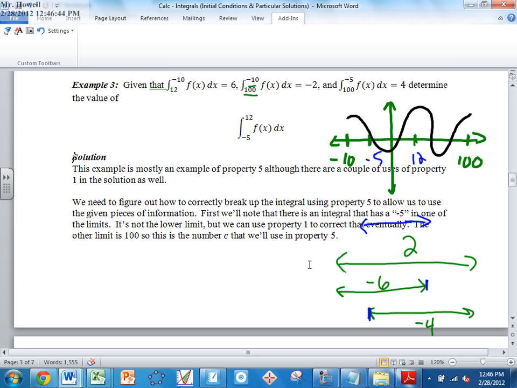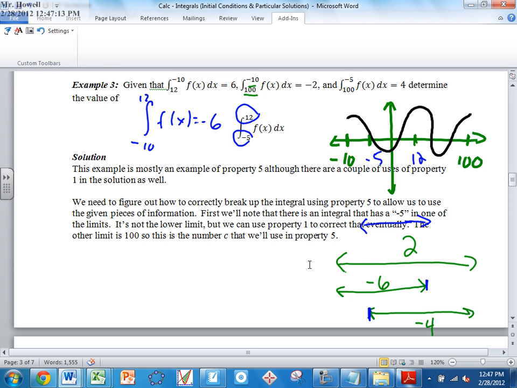We're finding the area from negative 5 to 12, which is from here to here, so that's the blue. We're given the area from negative 10 to 12, which is negative 6. That's this, negative 10 to 12. We're given the area from negative 100 to 100, which is positive 2. Negative 100 to 100, because I'm flipping them all. Again, I want the area really from negative 10 to 12, so this is just negative 6. Negative 10 to 12. I'm going left to right always, okay?